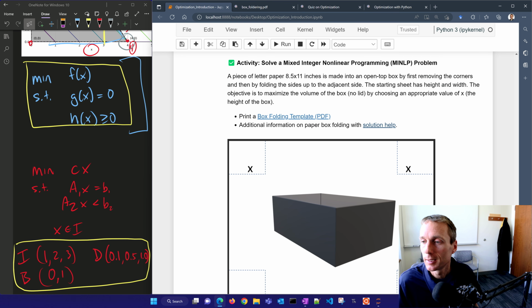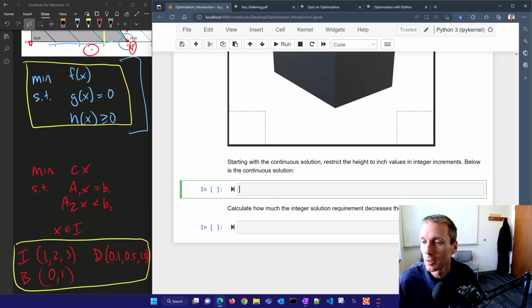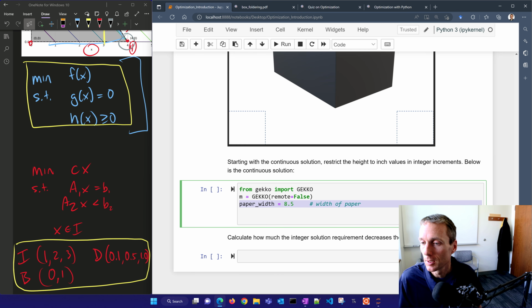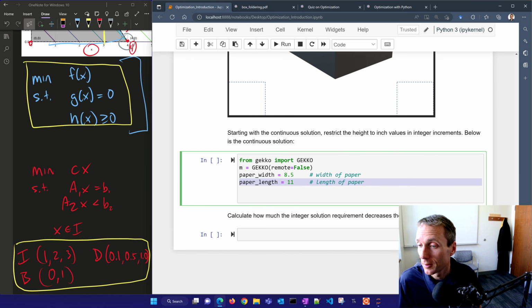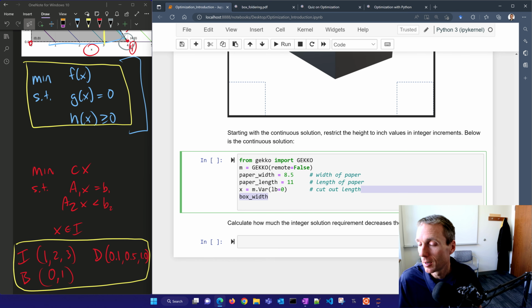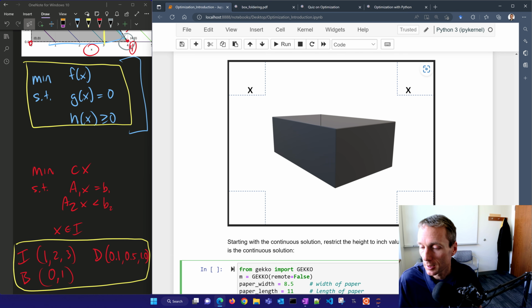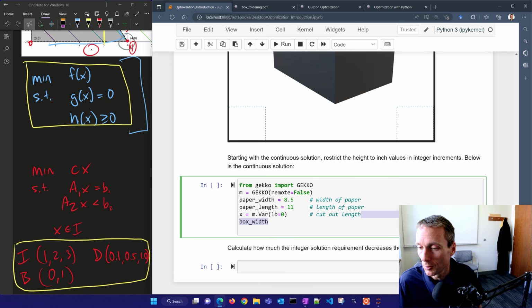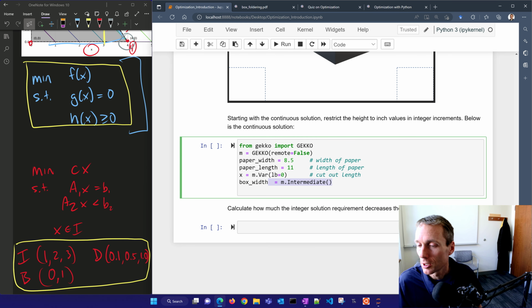But let's just come back here. So starting with the continuous solution, let's restrict the height to inch values, so integer inch values. All right, so let's go ahead and create this. There's our paper width and length, and then our decision variable is this x value up there. So how long the height is going to be for our box as we fold it up. There's our box width. I'm going to create an intermediate variable. Now I use these in Gekko to help me simplify the problem description.